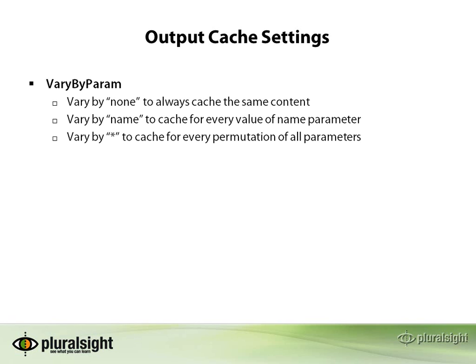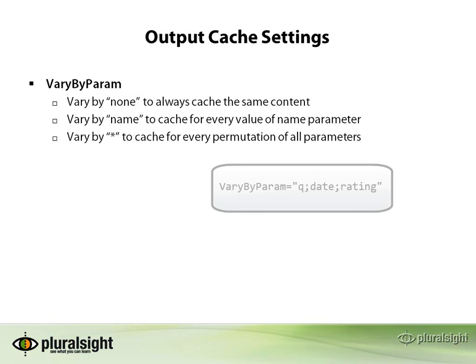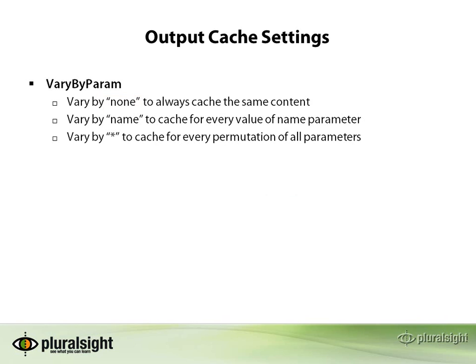I can set VaryByParam none to cache content regardless of what parameters are in the request, or specify the name of a parameter like Q to vary by. The parameter names will be the names of query string parameters or posted form values, and if you have multiple parameters, you can separate the names with semicolons, like Q; date; rating. Or you can use VaryByParam star, the asterisk, to let ASP.NET keep a cache copy for each unique combination of parameters.